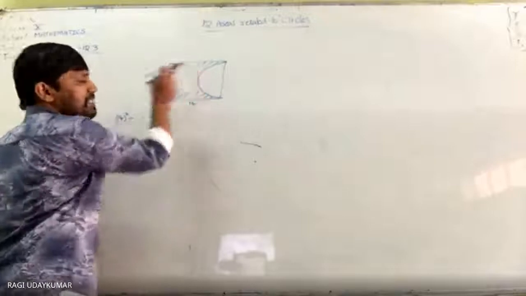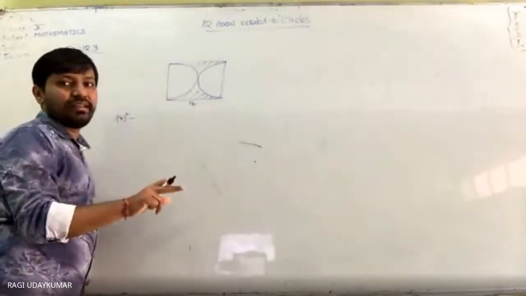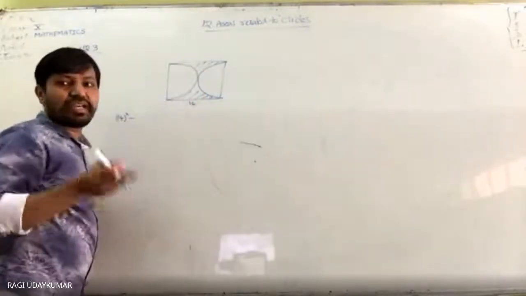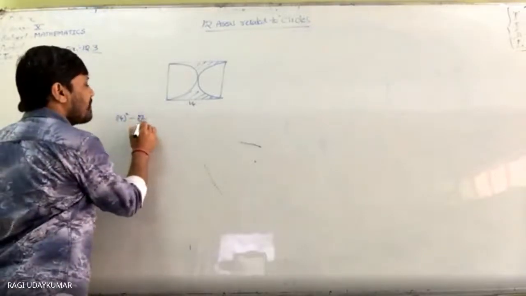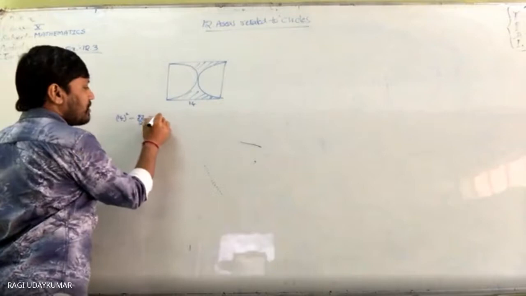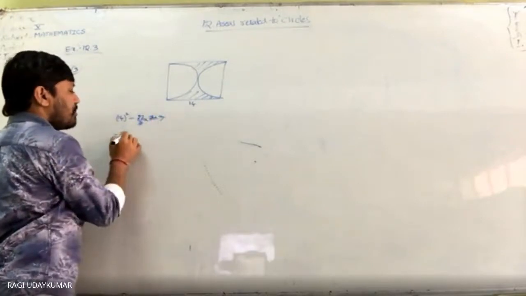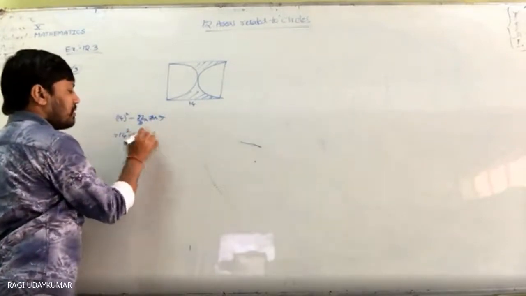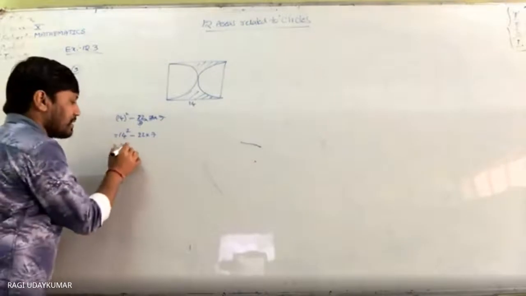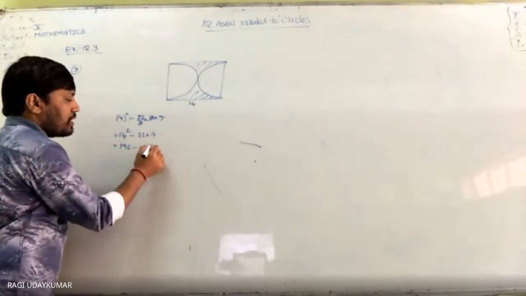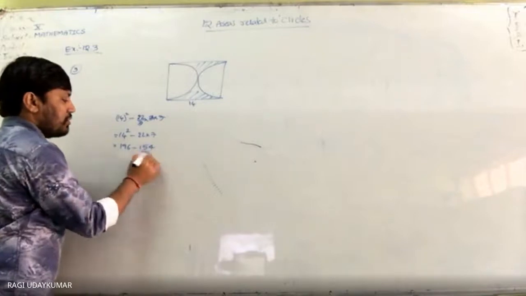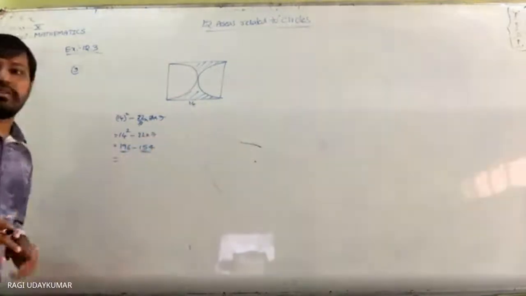Because two semicircles together make one circle, and the diameter of the circle is 14. So the radius is 7. So 22 by 7 pi r square, this is the answer. 14 square minus 22 into 7. 14 square value is 196, minus 22 into 7 into 7, which is 154. Subtract, and the final answer will come.